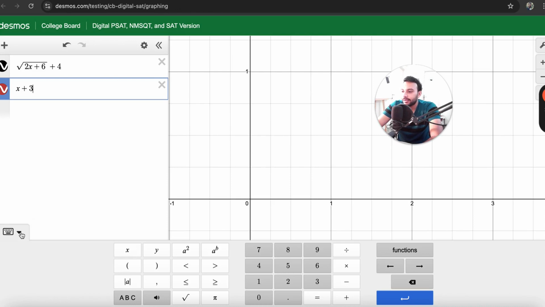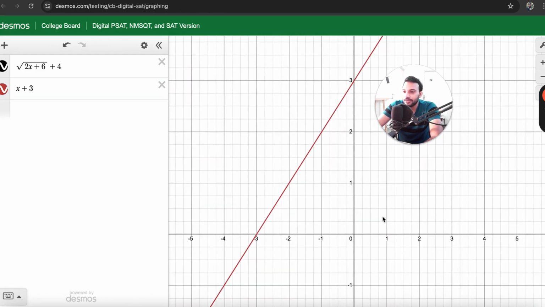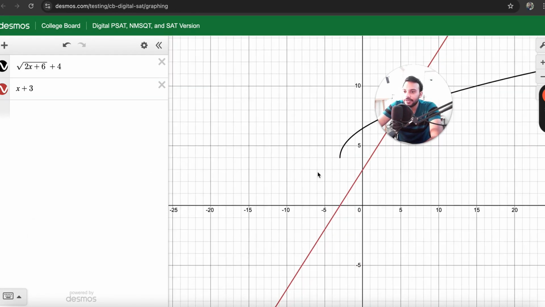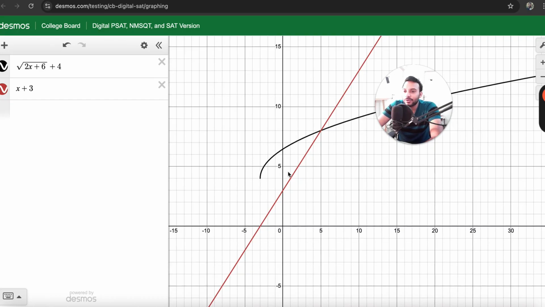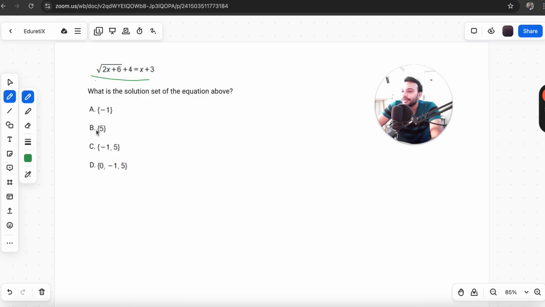Okay. Now let's change the visibility in order to be able to see this properly. Okay. And there's just one solution. They're intersecting at a single point, 5, 8. So the x coordinate 5 is the only solution to this equation. Okay. So option B is the correct one. The solution set has just one number, which is 5.